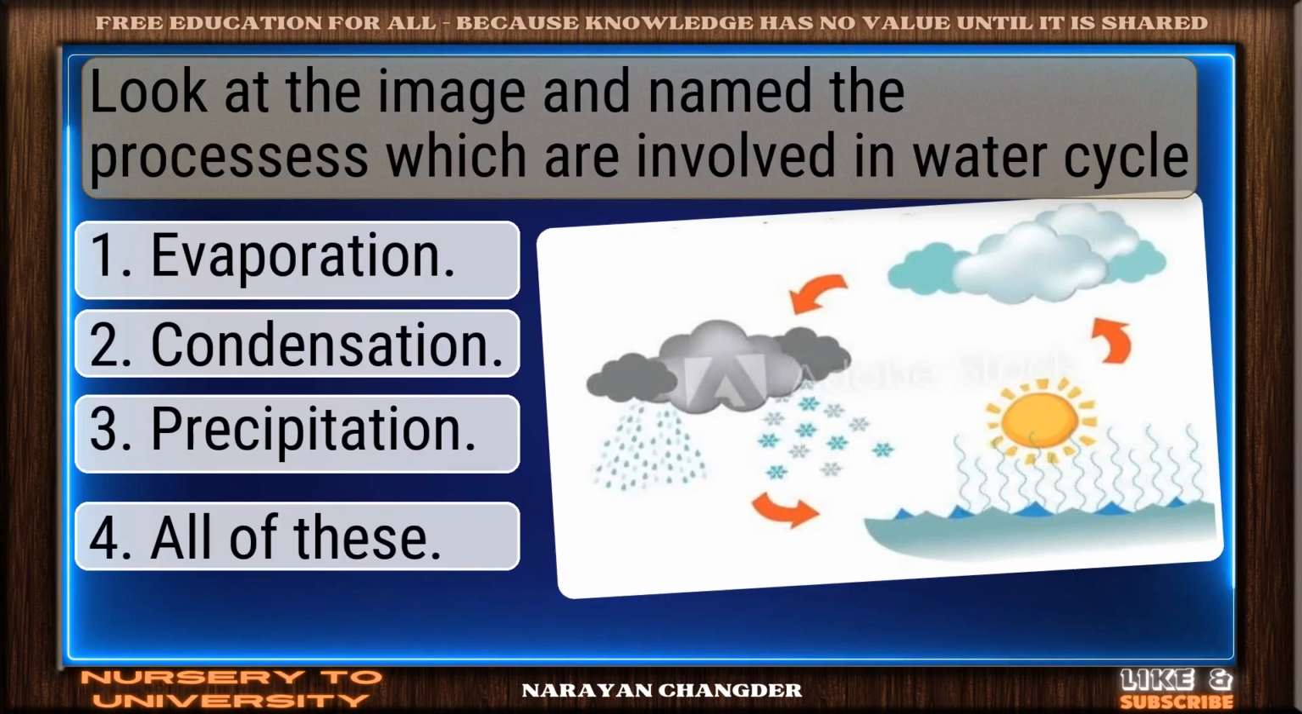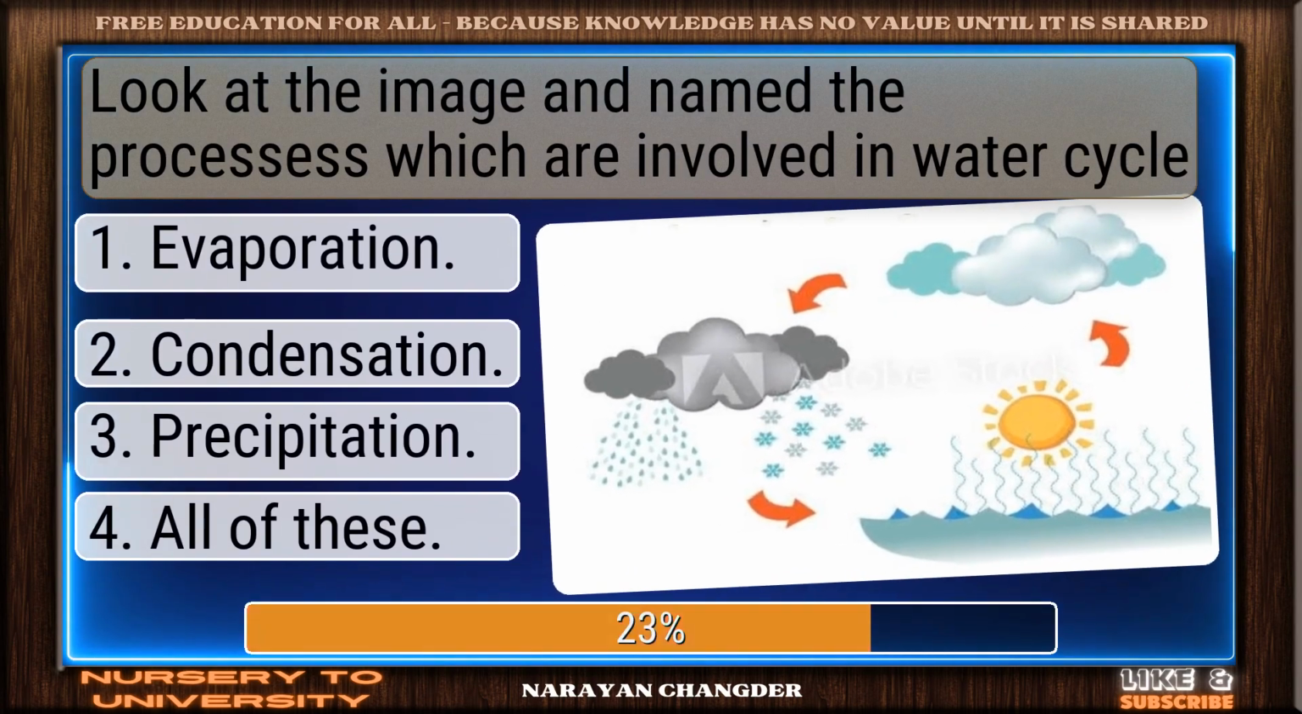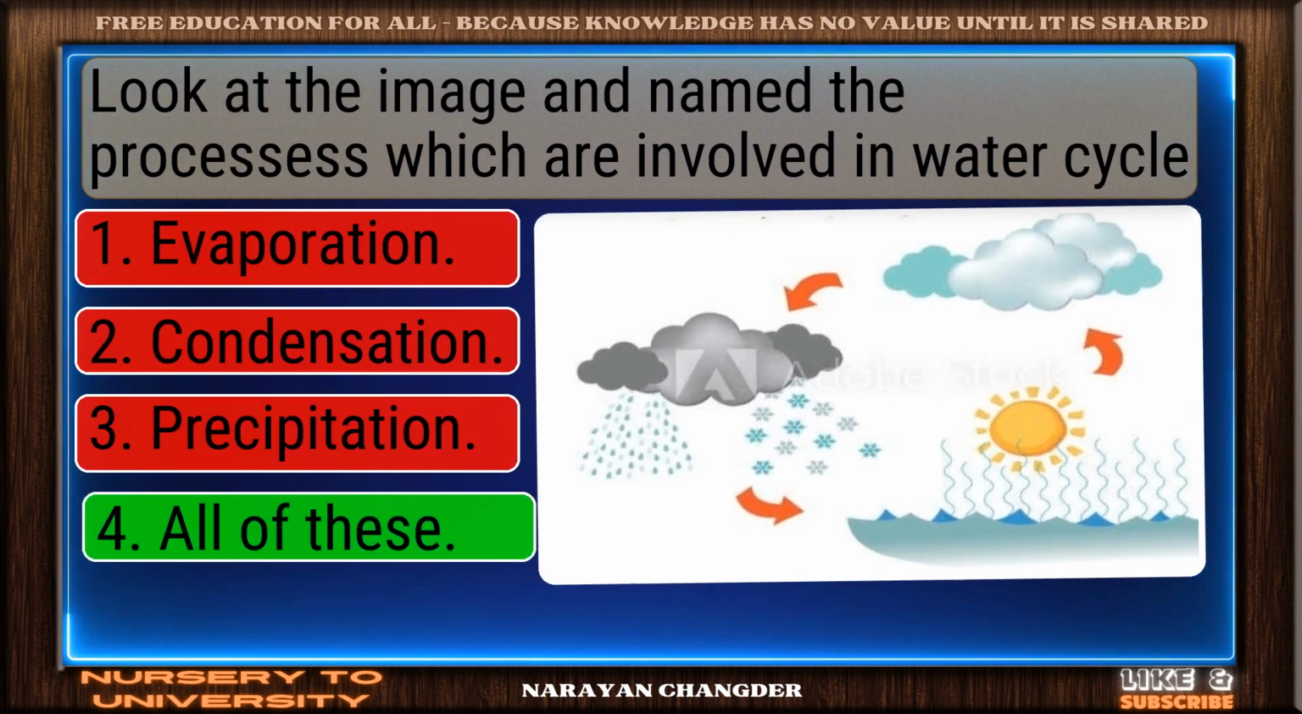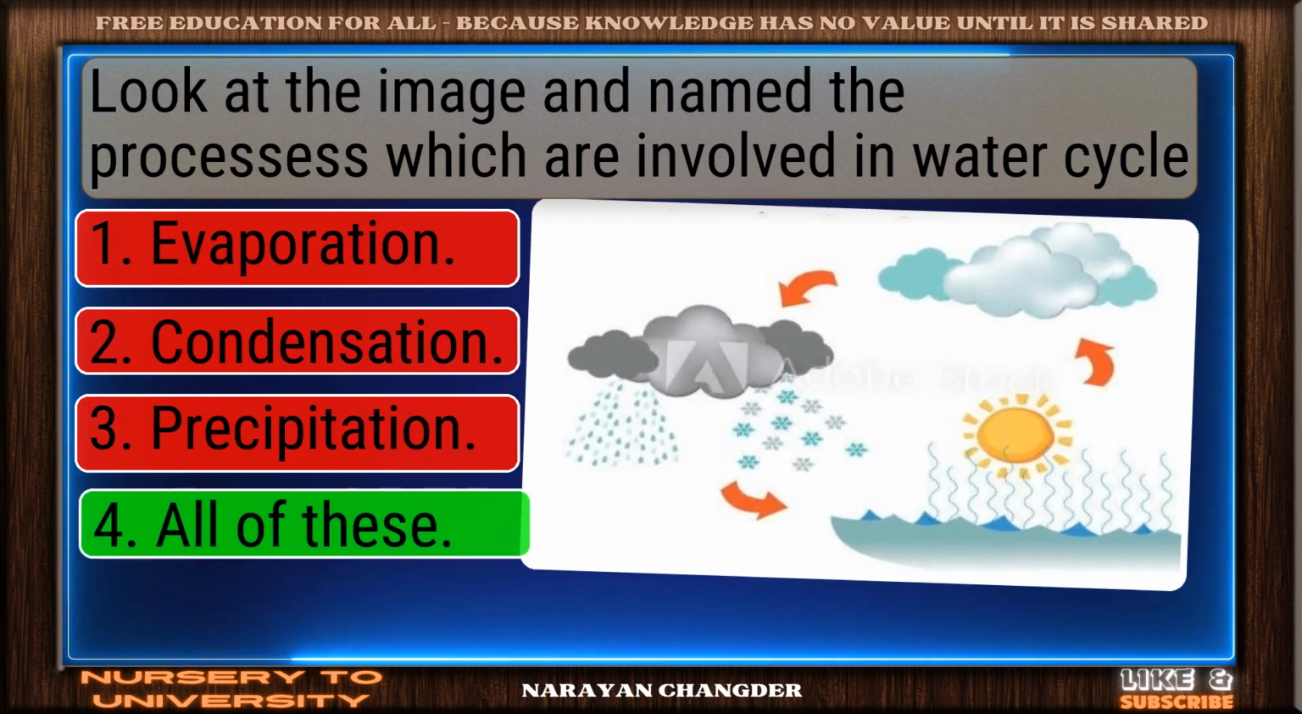Look at the image and name the processes which are involved in the water cycle. Smart pick. All of these is the correct choice.